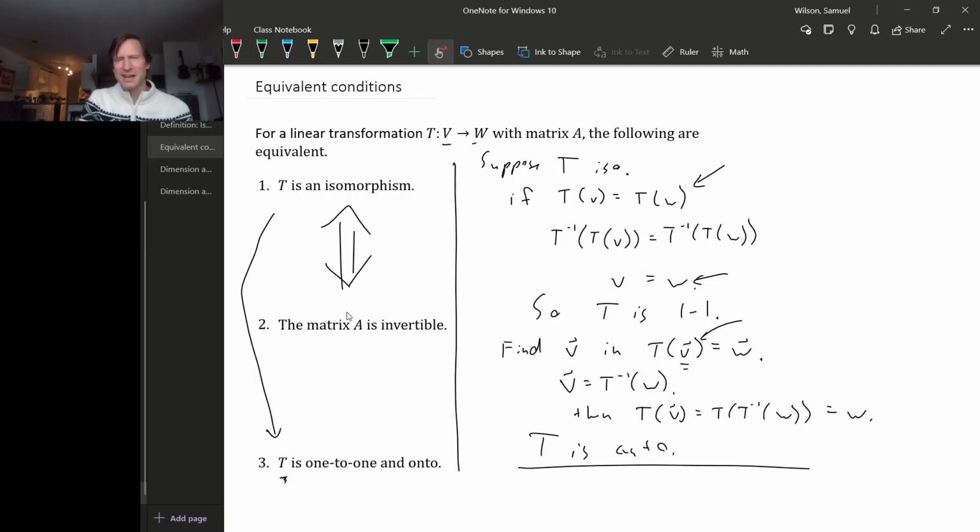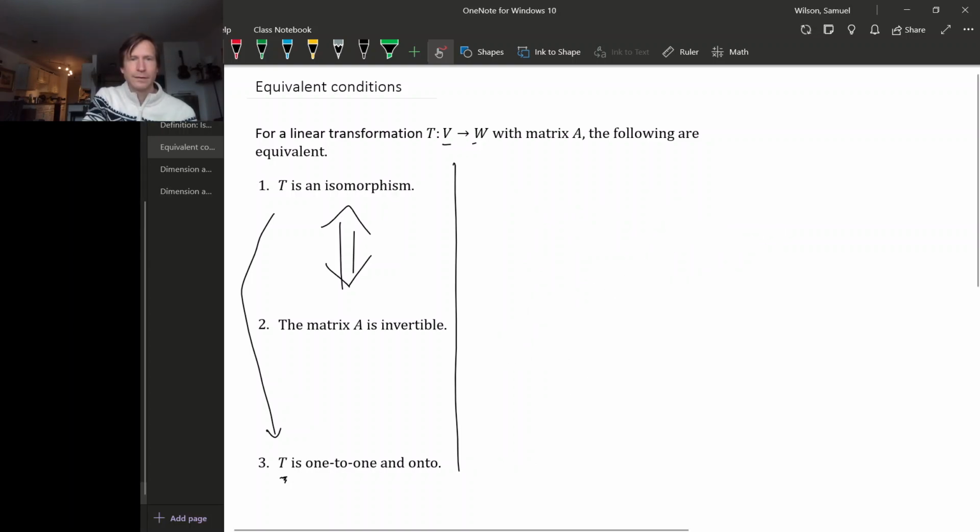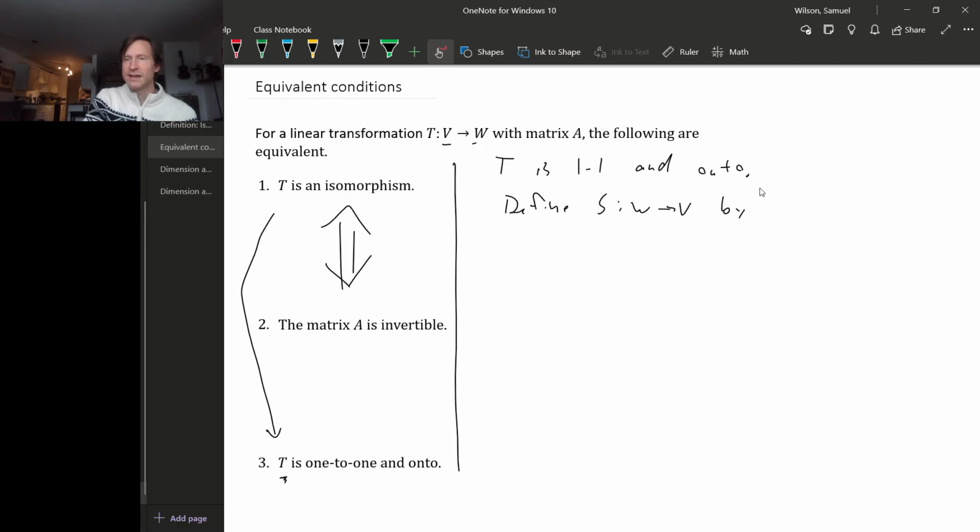Now let's go the other way. The other way seems like it should be easy, but there's one slightly tricky point that we'll have to be careful about. Okay, so let's suppose that T is one-to-one and onto. Okay, we can define a transformation S from W to V by the following.